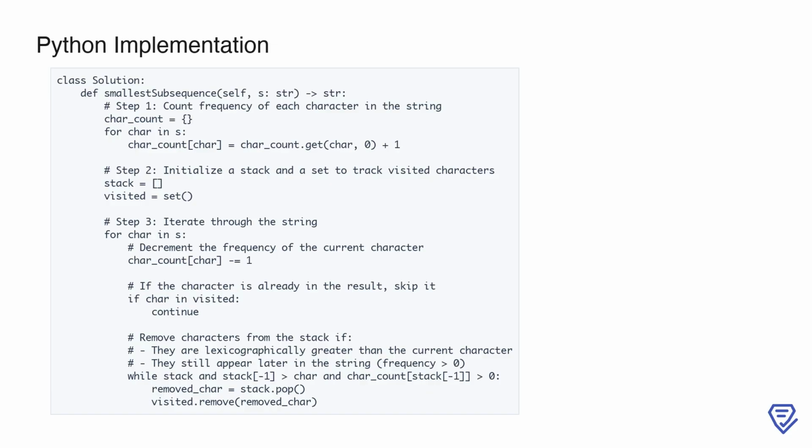Now, as we iterate through the string, we first decrement the frequency of the current character in char_count since we've encountered it. If the current character is already in visited, we skip it to avoid duplicates. Otherwise, we enter a loop where we check if the top character in the stack is lexicographically greater than the current character and still appears later in the string, based on its frequency in char_count. If both conditions are met, we remove the top character from the stack and also from the visited set, making room for the current character to take its place.